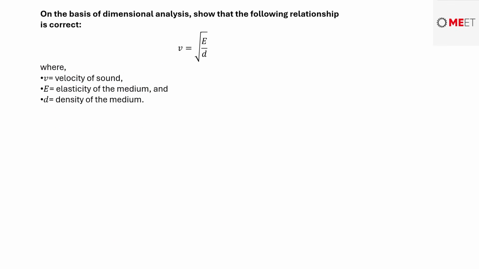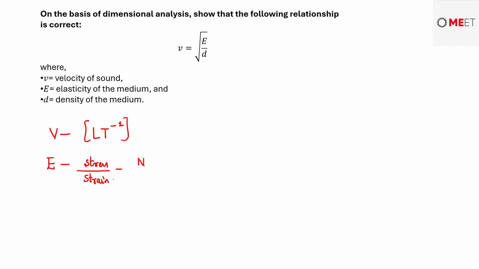Moving to the next question. On the basis of dimensional analysis, show that the relationship is correct. V stands for velocity of sound. Velocity is given by L T power minus 1. E stands for elasticity of the medium. Elasticity is given by stress by strain. Strain is a dimensionless quantity.